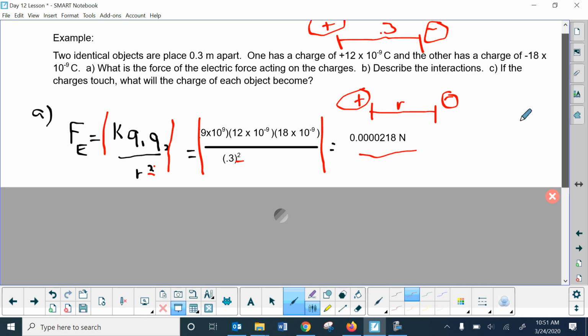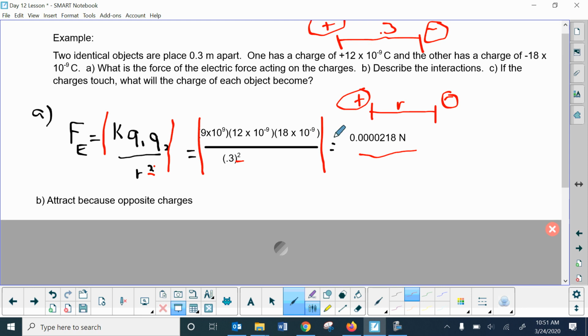They're opposites, so opposites attract. They would pull each toward the other. This force would pull in and that force would pull in on both. And they have equal amounts, even though they have different amounts of charge. It's the interaction between those charges, so you need both charges to figure out the amount of force.